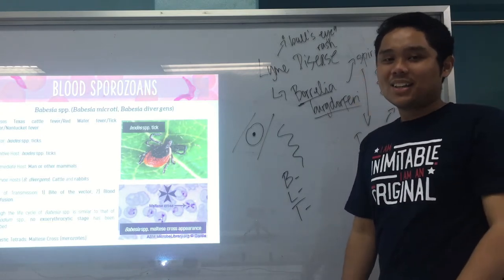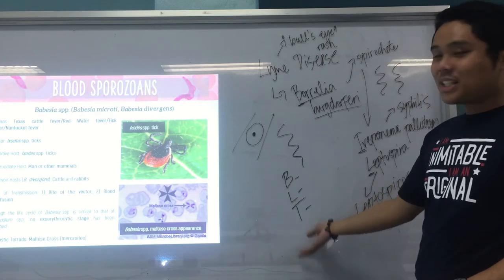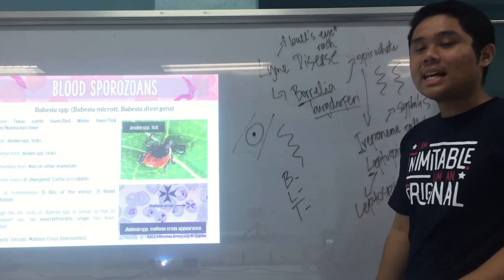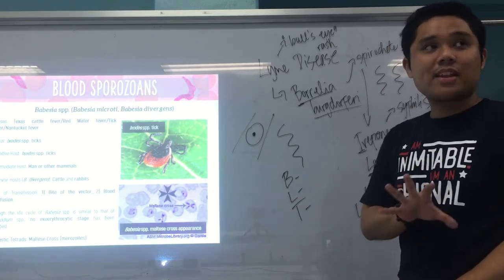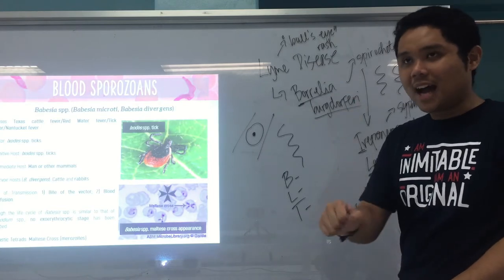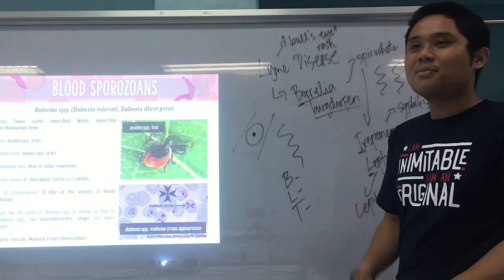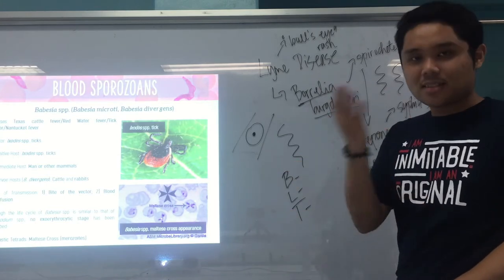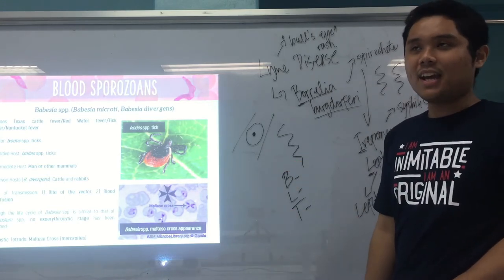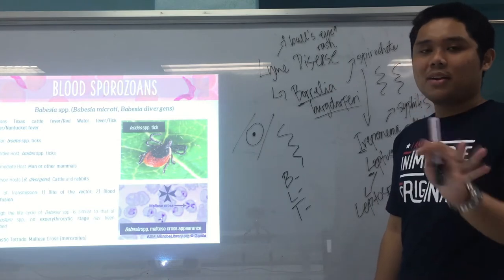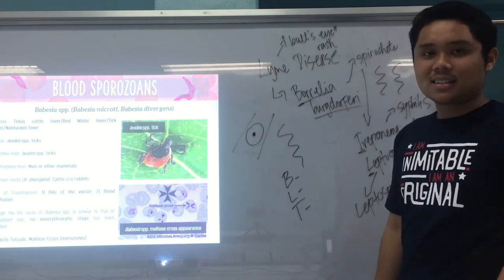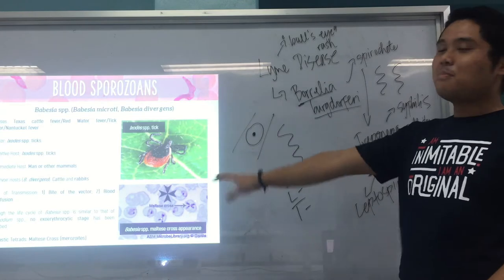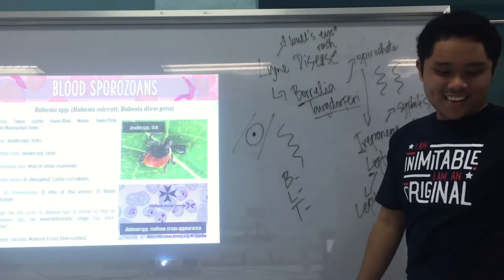Very memorable. So I hope you remember the mnemonic for your spirochetes, BLT: Borrelia, Leptospira, and Treponema. You'll have that in your third year bacteriology, and even fourth year, and until you work as med techs, and if you proceed to medicine. Very important. The mnemonics are easy. So that's it for Babesia.